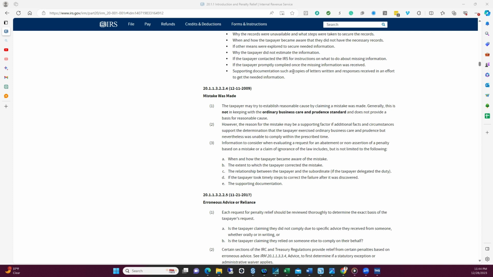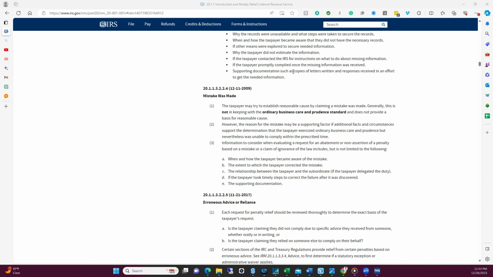Information to consider when evaluating a request for an abatement or non-assertion of penalty based on a mistake or a claim of ignorance of law includes, but is not limited to, the following: when and how the taxpayer became aware of the mistake, the extent to which the taxpayer corrected the mistake, the relationship between the taxpayer and the subordinate if the taxpayer delegated the duty.